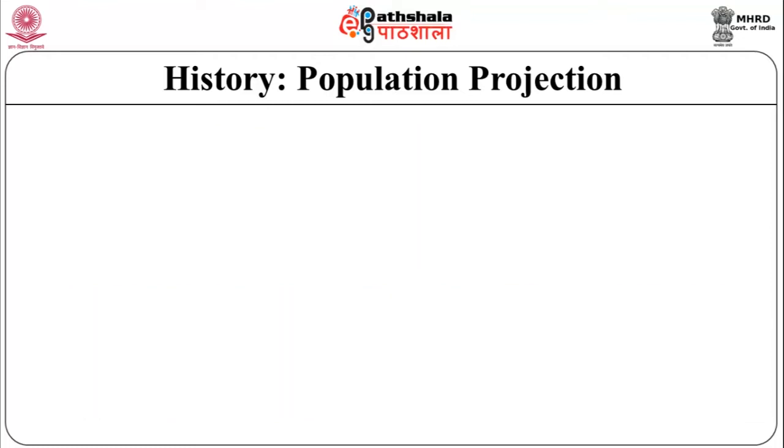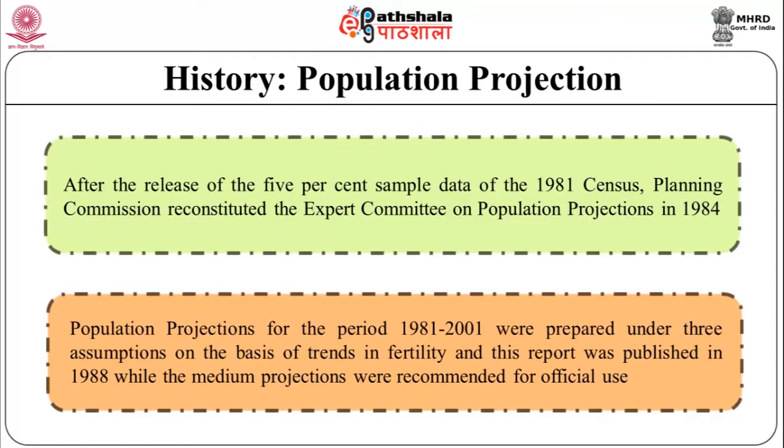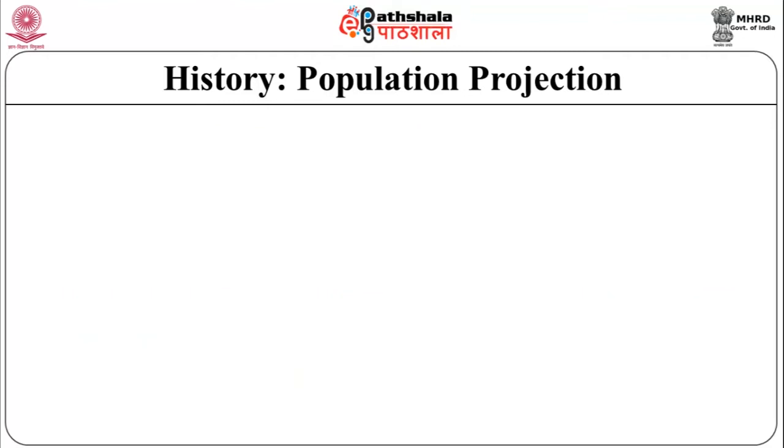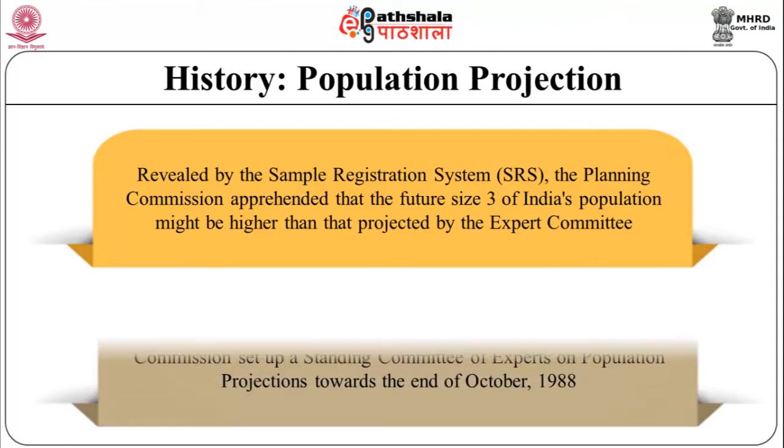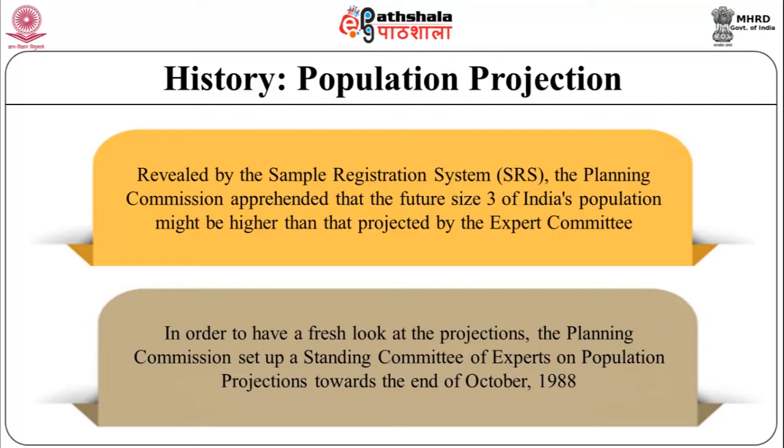In the light of the trends observed during the 1980s in major demographic parameters as revealed by the sample registration system, the Planning Commission apprehended that the future size of India's population might be higher than that projected by the expert committee. In order to have a fresh look at the projections, the Planning Commission set up a standing committee of experts on population projections towards the end of October 1988.